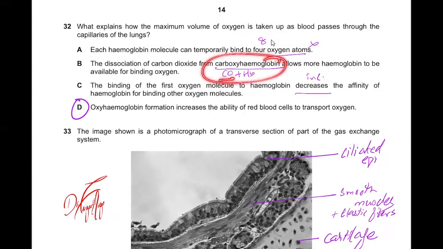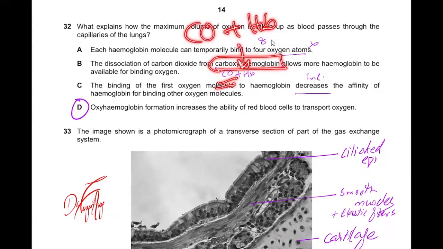B, dissociation of carbon dioxide from carboxyhaemoglobin allows haemoglobin to be available. Carboxyhaemoglobin is formed with carbon monoxide and haemoglobin combined together, so this is a wrong term. They often confuse the students using carboxyhaemoglobin. Carboxyhaemoglobin is never a combination of carbon dioxide with haemoglobin. It's always carbon monoxide combining with haemoglobin. So keep in mind, never fall for the trick where carboxyhaemoglobin is mentioned.